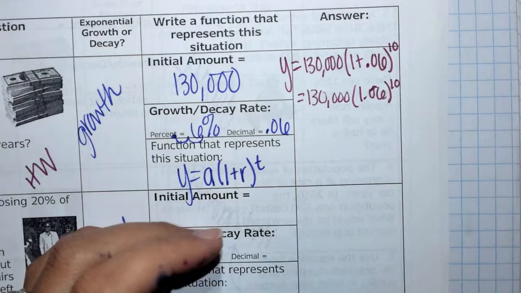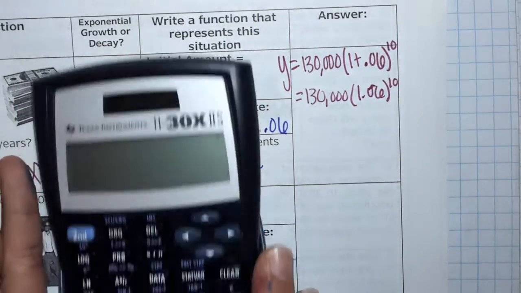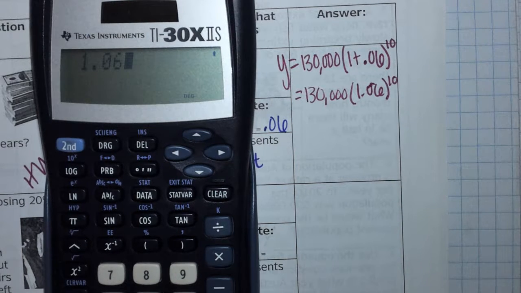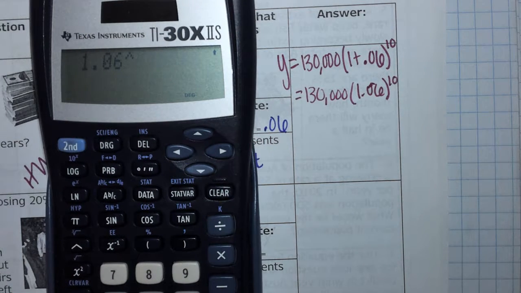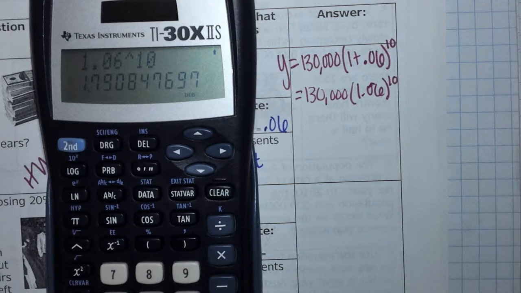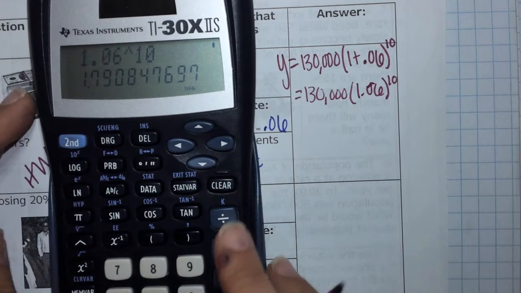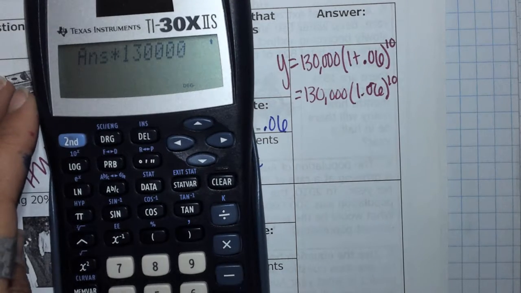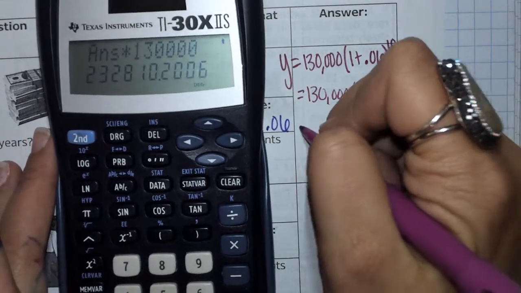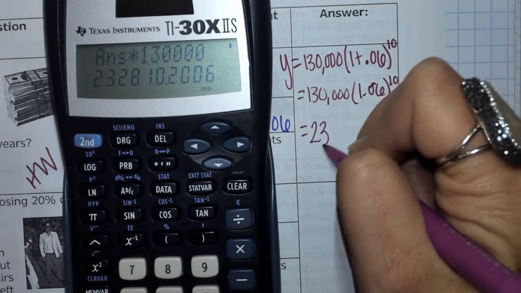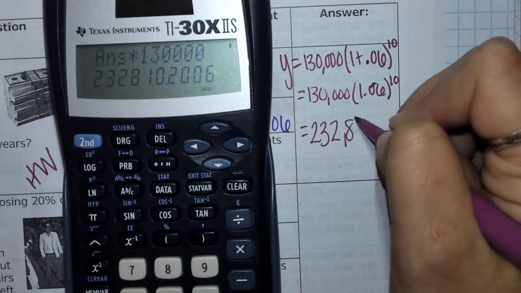Okay, now do we plug it into our calculator? Yeah. Okay, can anybody tell me what to plug in? 1.06. You hit that little, what is it called? It's called a caret, and then you to the what power? 10. Okay? Now that I found 1.790847679997, what do I multiply that by? 130,000. Alright, so this becomes 232,000.